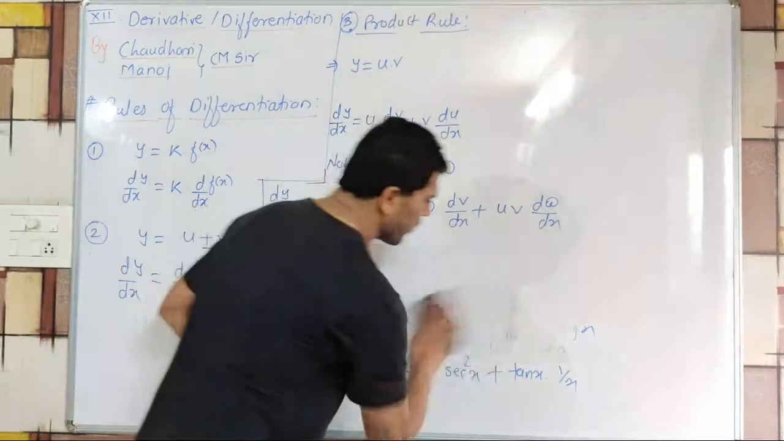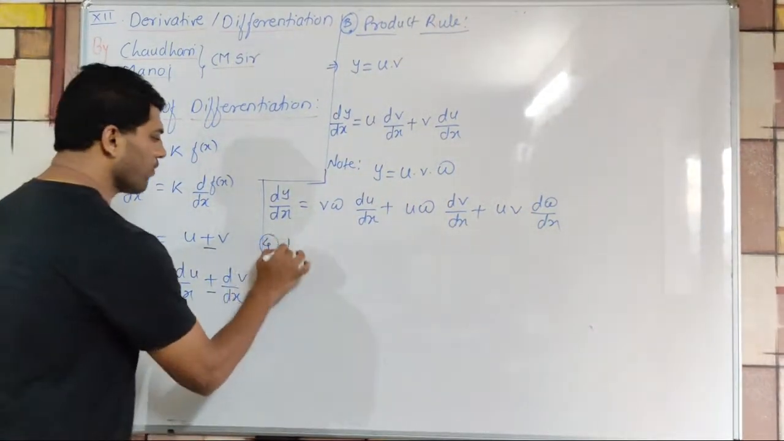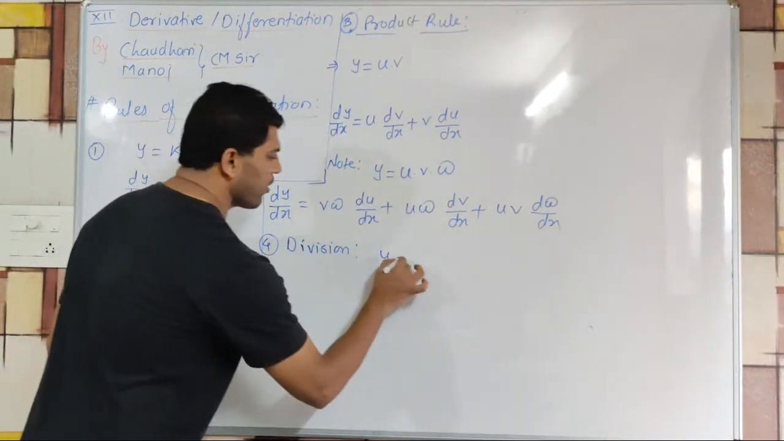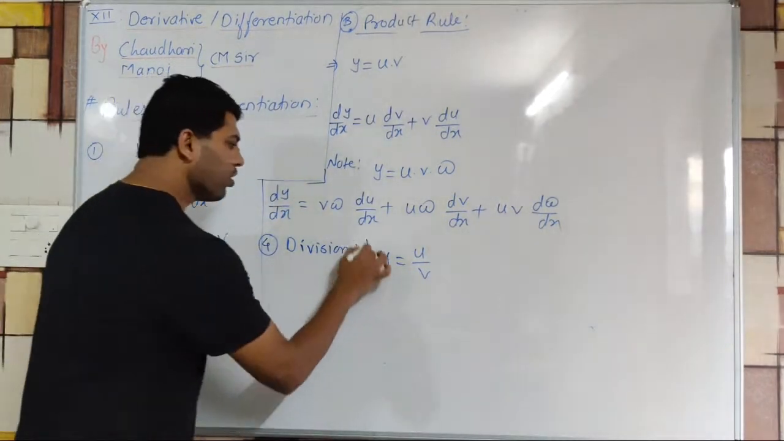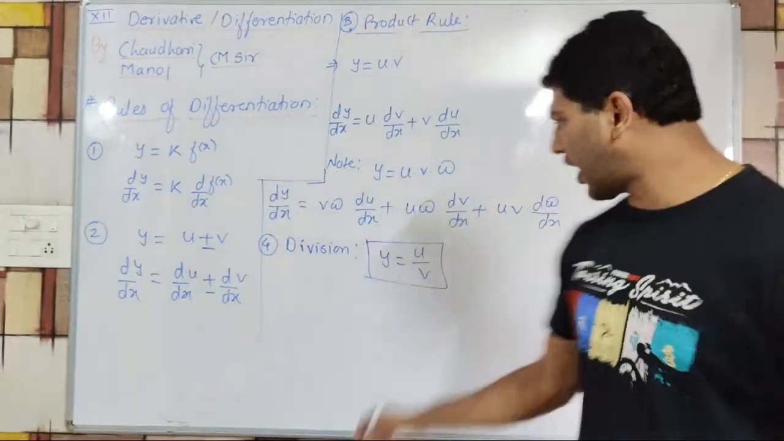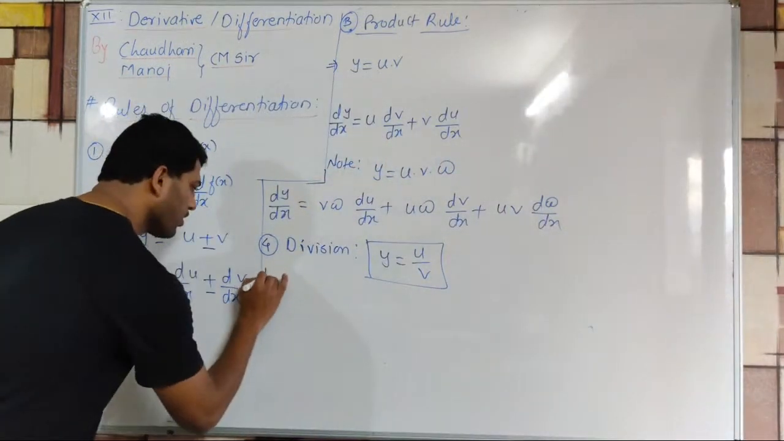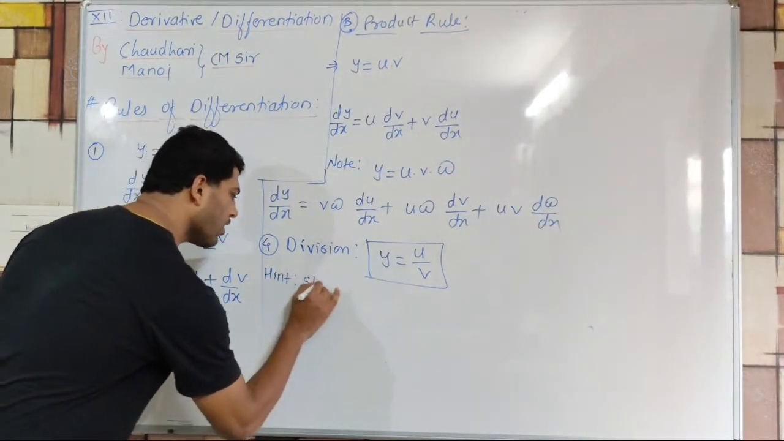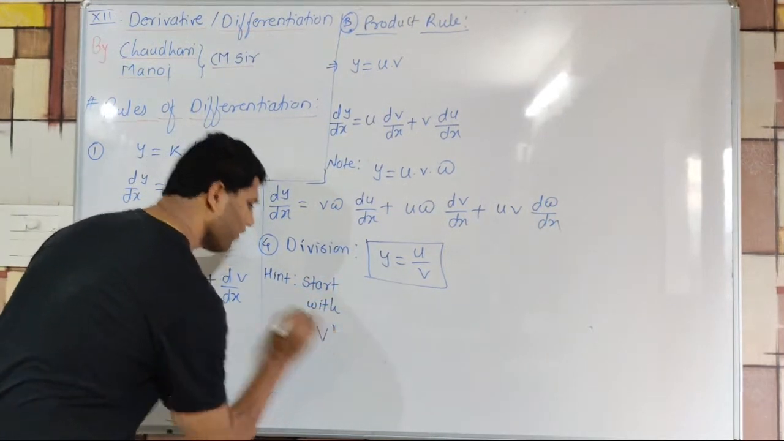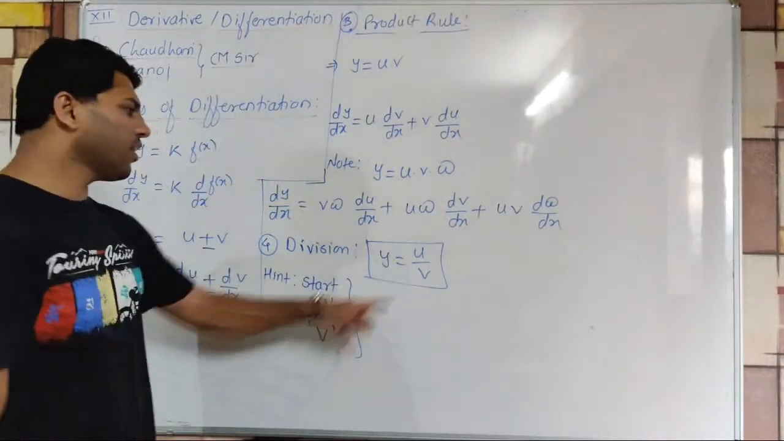And in rules of differentiation, the last case, number 4, is called the division rule, or we can say quotient. So y is equal to u by v. If two functions are present in division, y is equal to u divided by v, then always remember the hint. The hint is: start with v.